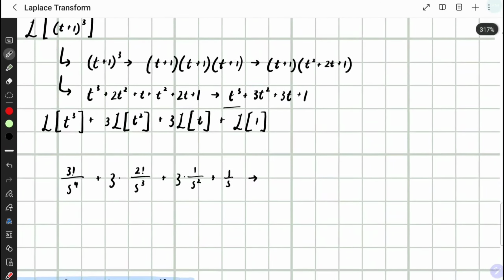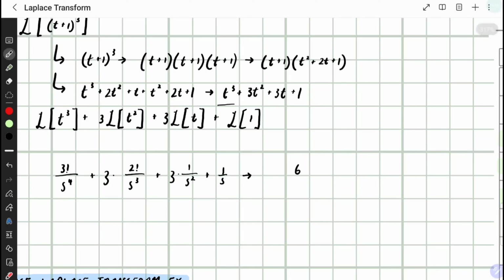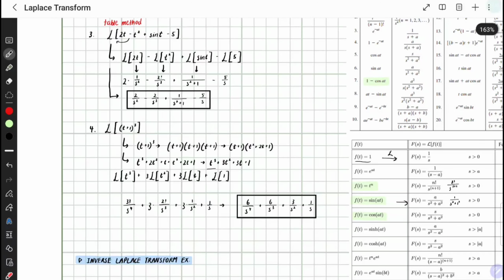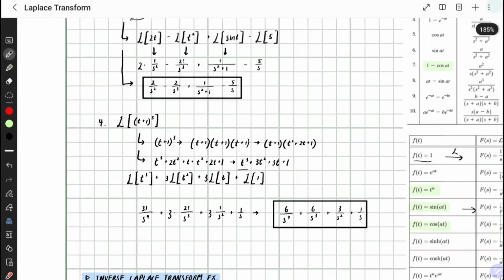So just to simplify this down, 3 factorial is 6 over s to the 4th plus 3 times 2 is 6 over s cubed plus 3 over s squared plus 1 over s. So that is the Laplace transform of (t plus 1) cubed.